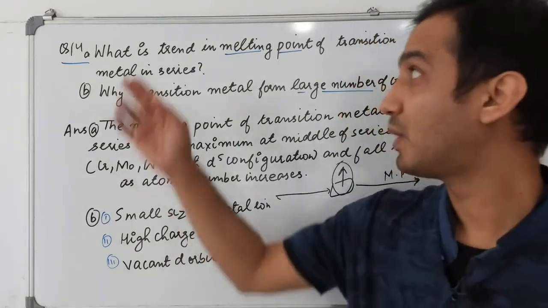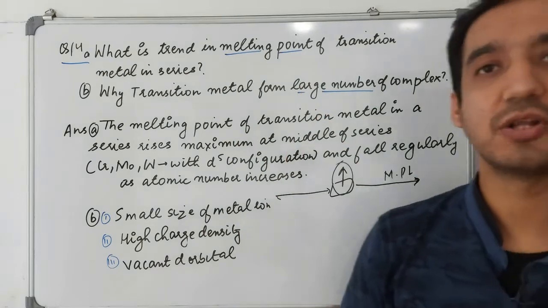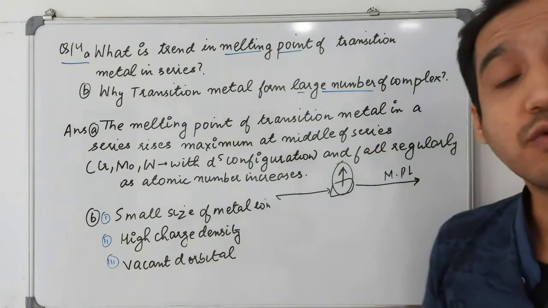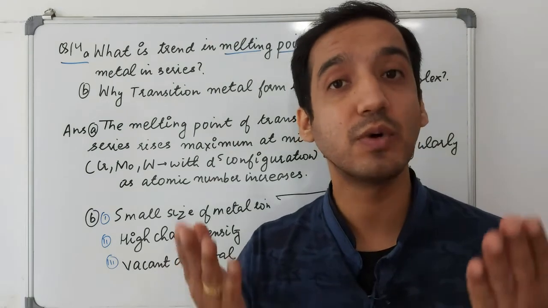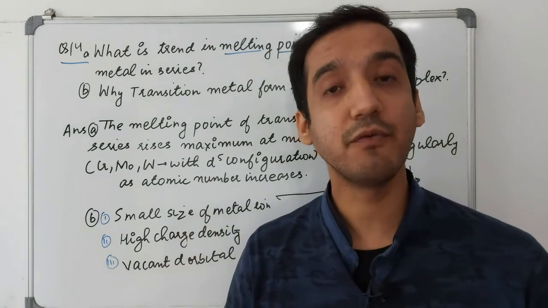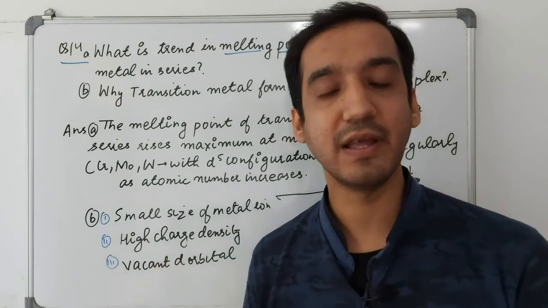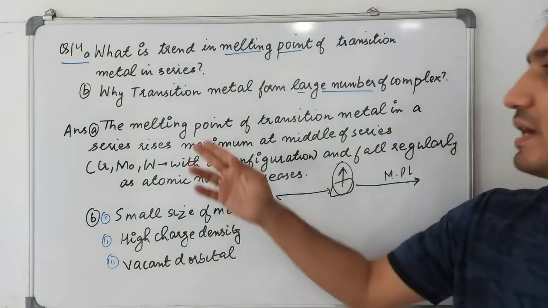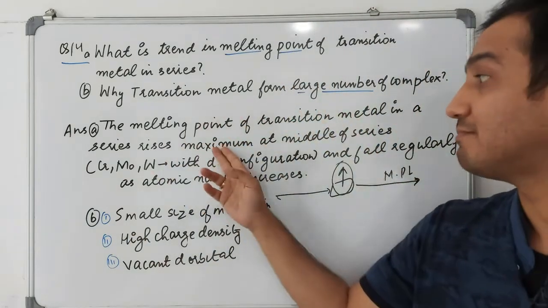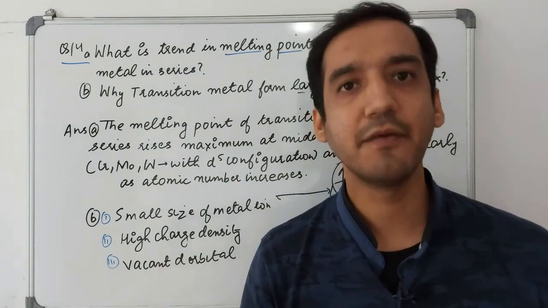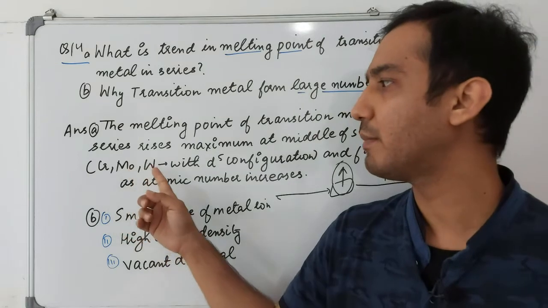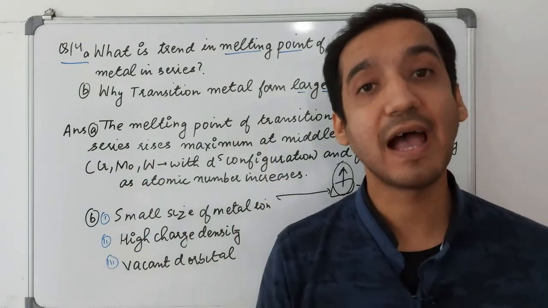Question number 14. What is the trend in melting point of the transition metals in a series? As you move from left to right, what will you see? You will see the melting point will increase towards the middle. And then if you move further, the melting point will decrease. Why does this happen? The melting point of transition metals rises to a maximum at the middle. At the middle of the 3d, 4d, 5d series, chromium, molybdenum and tungsten will have the highest melting point.